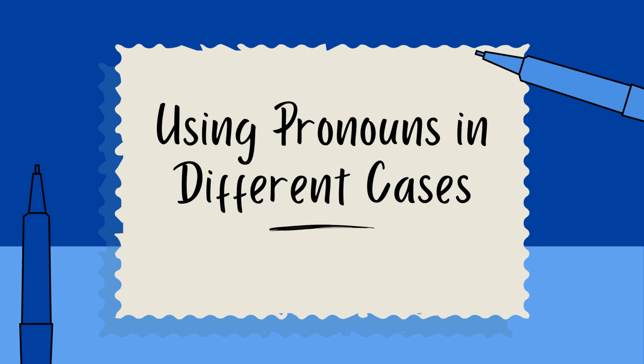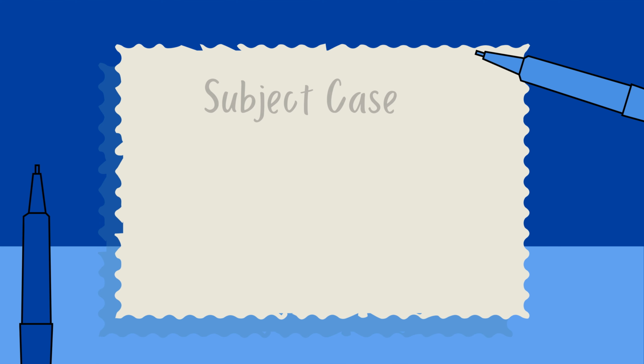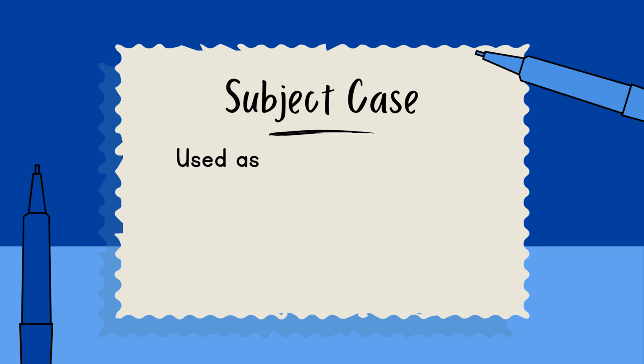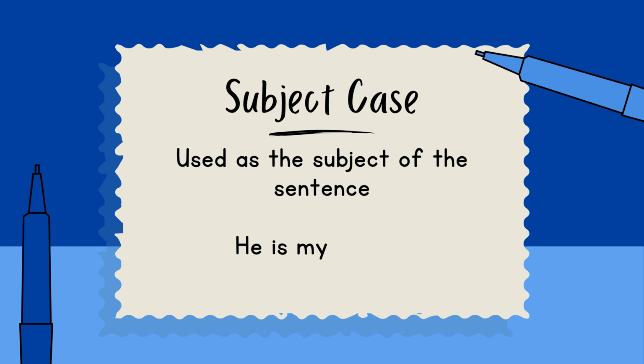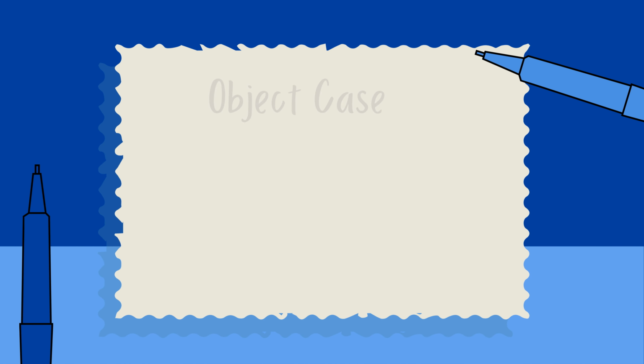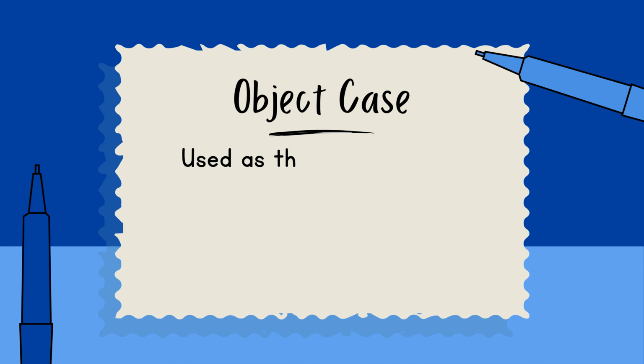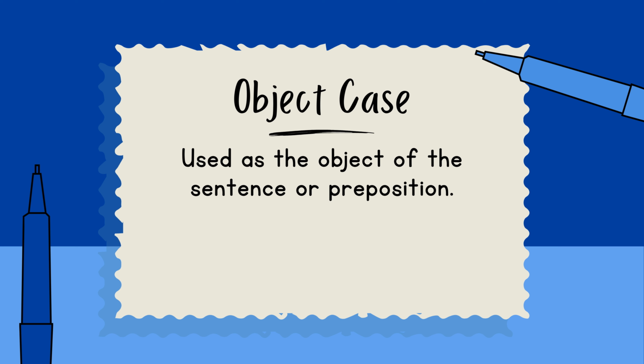Using pronouns in different cases. Subject case. Used as the subject of the sentence. Example: he is my friend. He is the subject. Object case. Used as the object of the sentence or preposition. Examples: the teacher spoke to him. Him is the object.